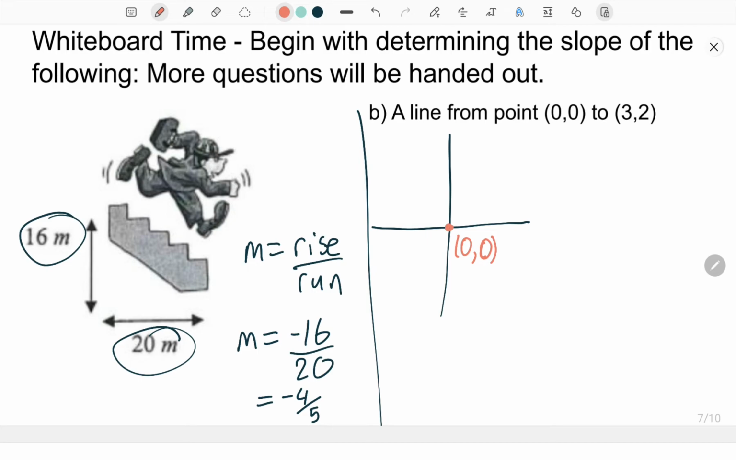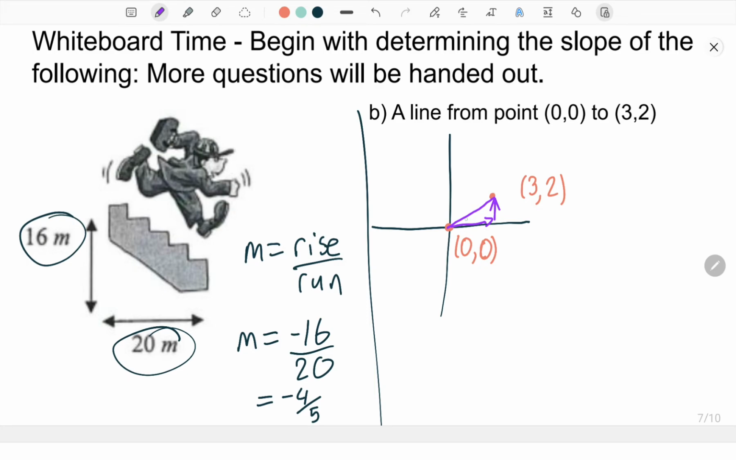And where would 3, 2 be? Well, 3, 2 would be 3 across and up 2. So if you were to draw a line between the two, let's draw a line. It would look something like this. So the question is, how far across does that line go? How far up does that line go?